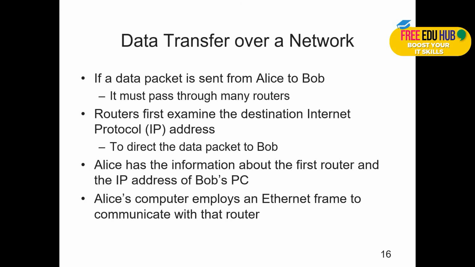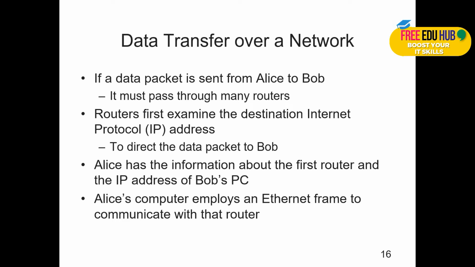Now, data transfer over the network. If a data packet is sent from Alice to Bob, just as an example, it must pass through many routers. For example, if Alice is sitting in one city and she's trying to send a message to Bob, it would travel through different routers before it reaches Bob. Routers first examine the destination internet protocol address to direct the data packets to Bob. Now Alice has the information about the first router and the IP address of Bob's PC.